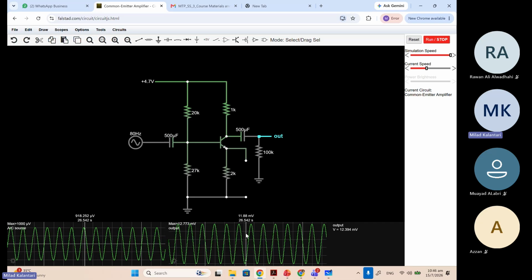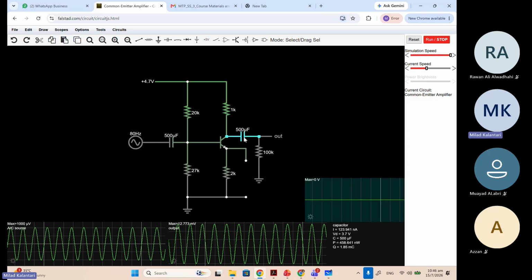So actually, I want to find the gain, but it still takes a long time to reach the final value. What if I make it 10K, make it a little bit faster, maybe?